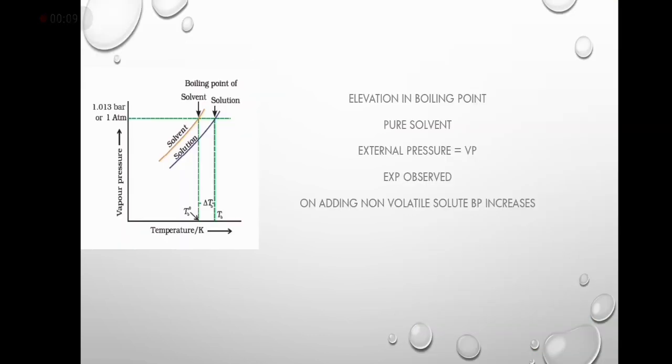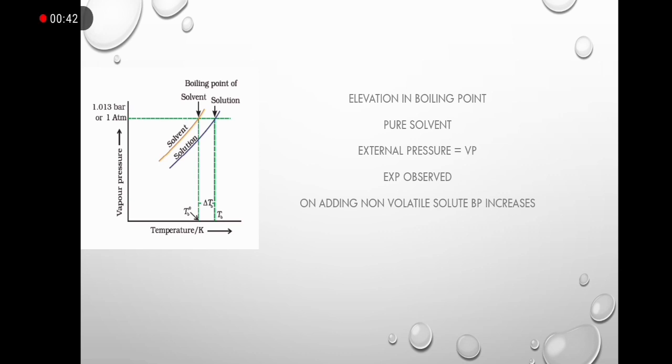Let's study colligative property, which is elevation in boiling point. So let's take a pure solvent. This particular solvent would have a specific temperature as its boiling point. The definition of boiling point is that temperature wherein the vapor pressure of the solvent would be equal to the external pressure, which in our case is 1 atmosphere. So boiling point is equal to external pressure, equal to vapor pressure.